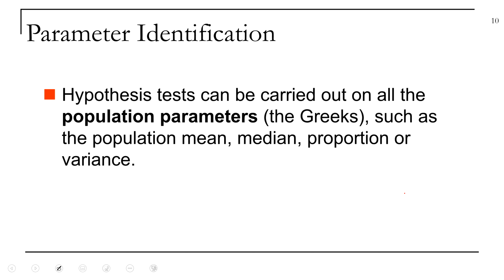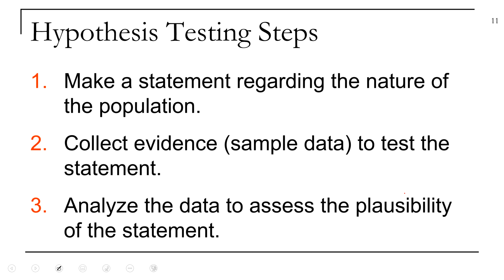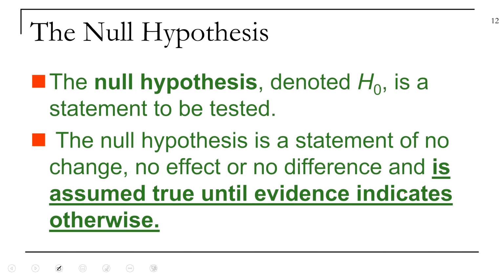So parameter identification and hypothesis tests are carried out on all the Greek letters, mu and sigma and rho and stuff like that. In this section, though, we'll only talk about mu, and we'll come back to proportions in a couple more lectures. Hypothesis testing steps. Make a statement regarding the nature of the population, something about mu, collect data, analyze data to assess the plausibility of the statement. Now, there are two hypotheses involved here.